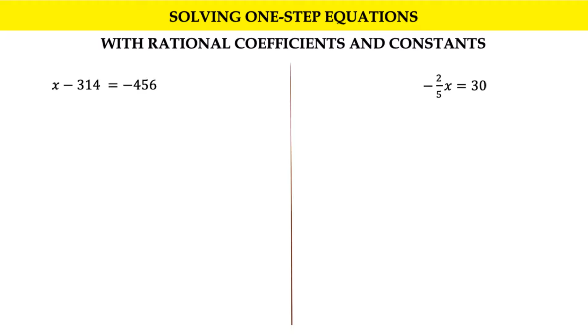In this video, we will look at how to solve one-step equations where the coefficients or the constants could be positive or negative numbers. It says here that these are rational coefficients and constants. What that means is they could be positive or negative numbers, and they could include fractions. For example, here we have a negative constant, and in this case we have a negative coefficient. Now let's go ahead and solve these equations.